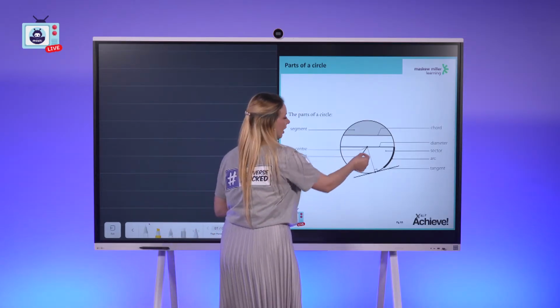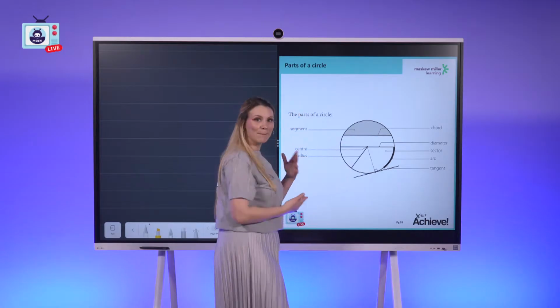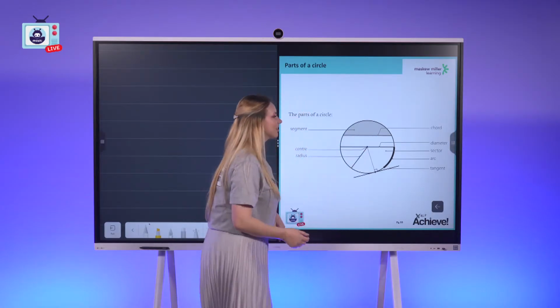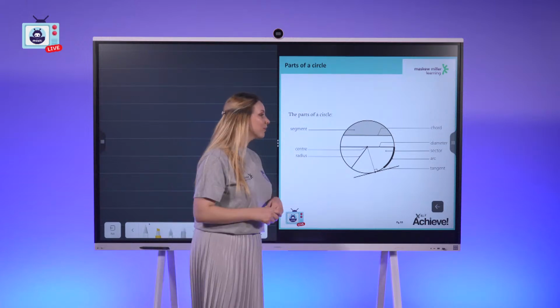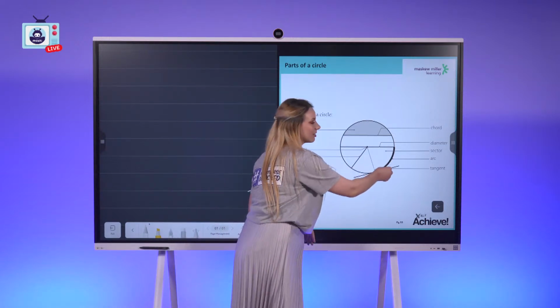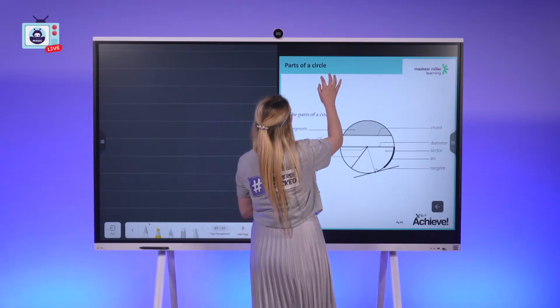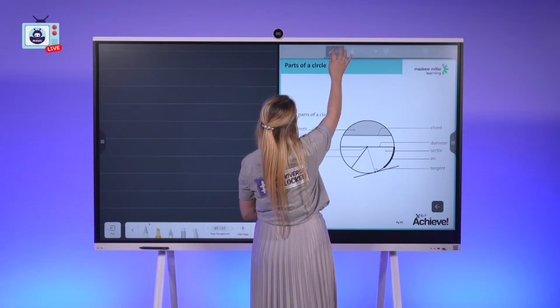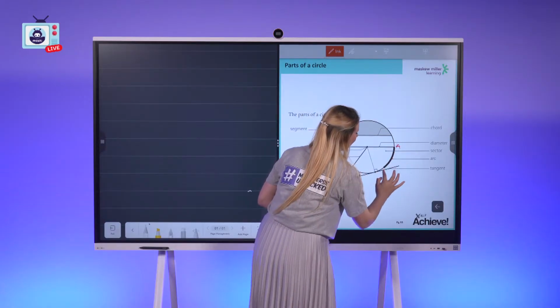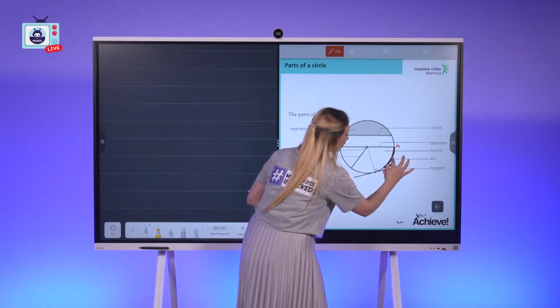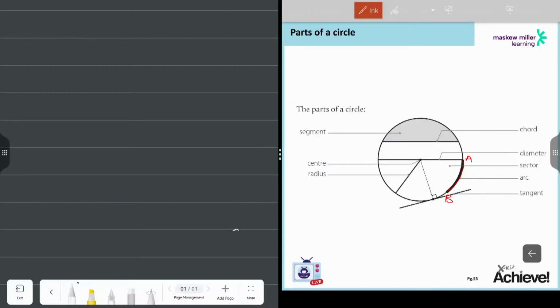If we have two radii, we will have what I like to call a pizza slice. A pizza slice is a sector. Another thing that's very important is an arc length. An arc length is if we have 2 points on the circumference. So let's say that is point A and this is point B. This length over here is called an arc. And a tangent. A tangent is a line that touches the circle at one point only. So let's call that point C. It's touching the circle at point C.